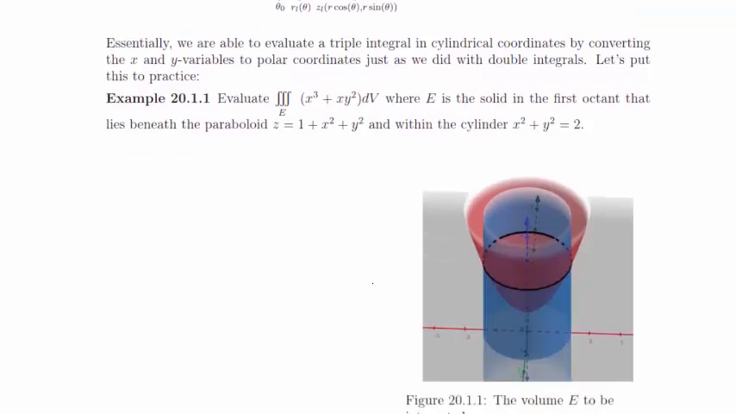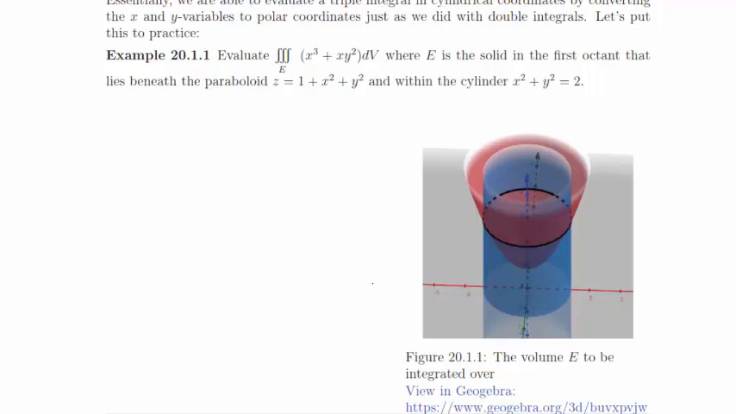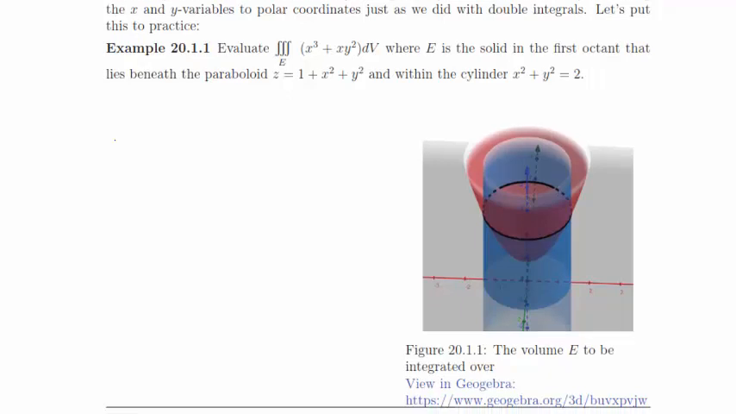Example 20.1.1, evaluate the triple integral over a domain E of x cubed plus xy squared dV, where E is the solid in the first octant that lies beneath the paraboloid z equals 1 plus x squared plus y squared, and within the cylinder x squared plus y squared equals 2. Okay, so let's go through our bounds here.